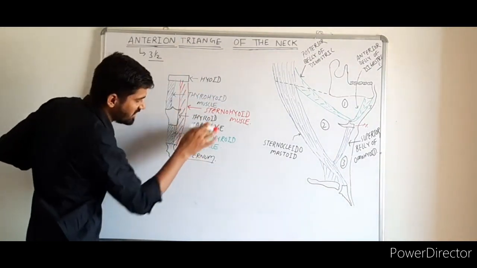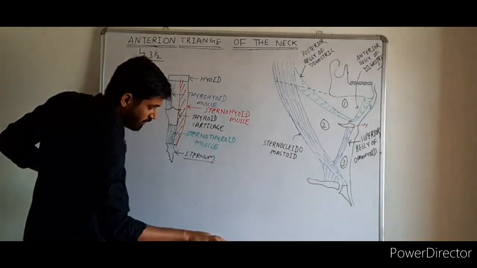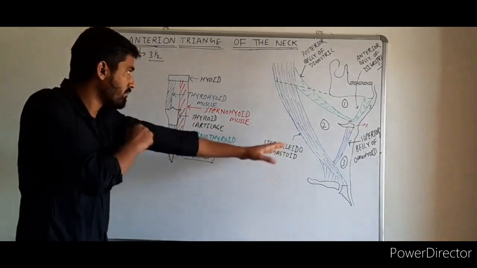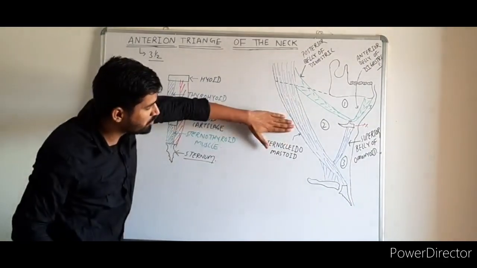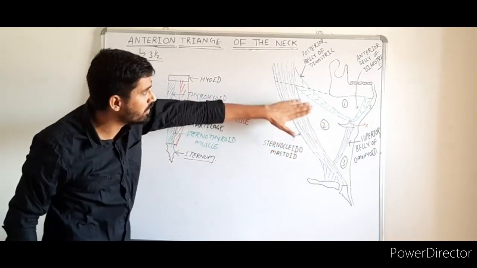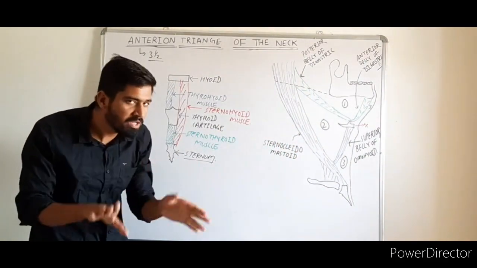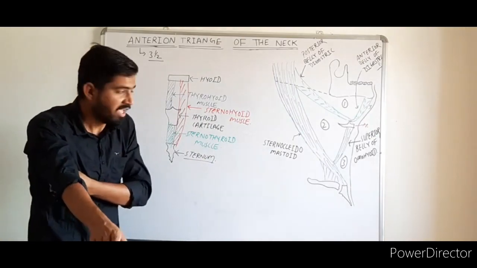We have seen these three. Now the sternocleidomastoid, the superior belly of omohyoid, and the digastric muscles are the superficial muscles.